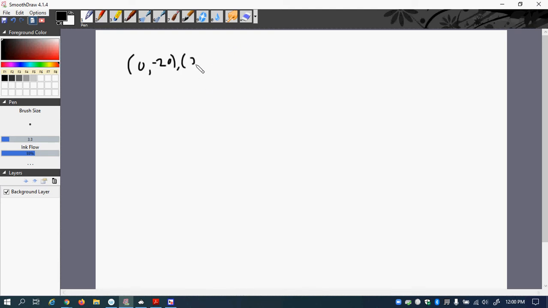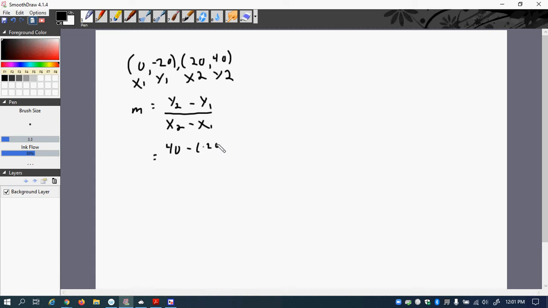Okay, so now I'm going to calculate slope, which is x1, y1, x2, y2. And so slope is y2 minus y1 all over x2 minus x1. So now I put it in. That's 40 minus a -20, and then we have 20 minus 0. So this becomes positive. So that's 60 over 20.